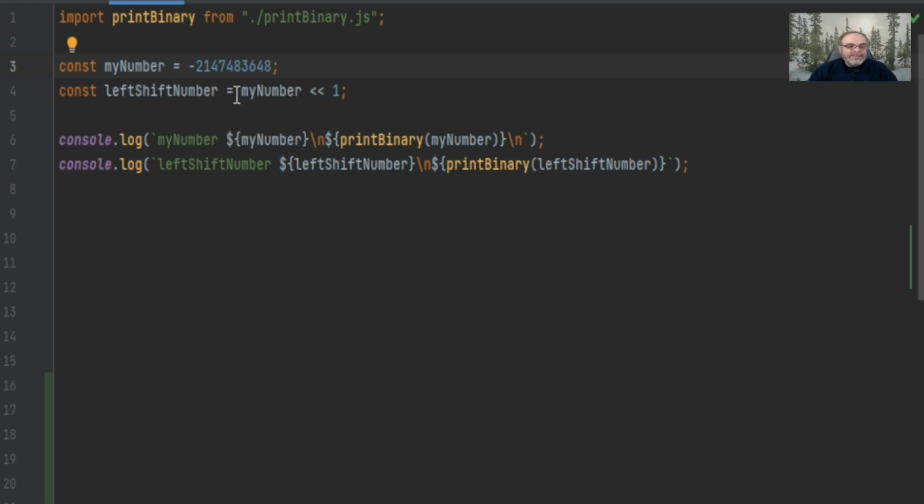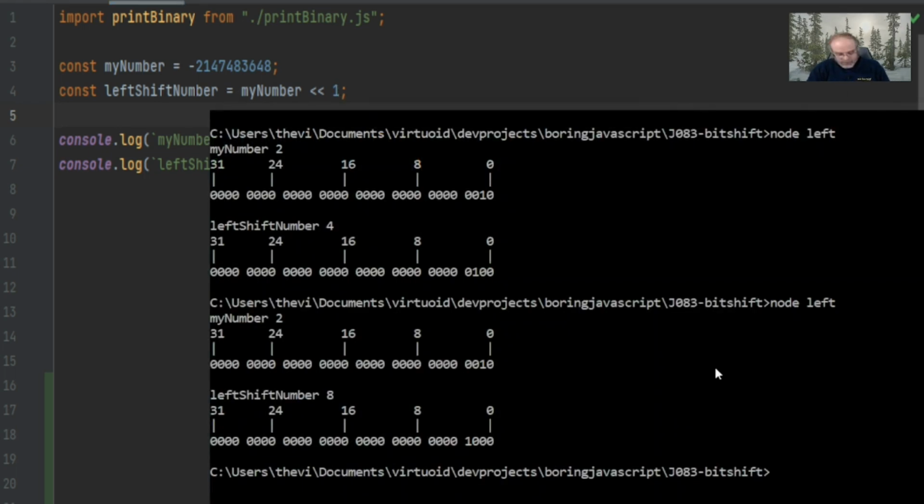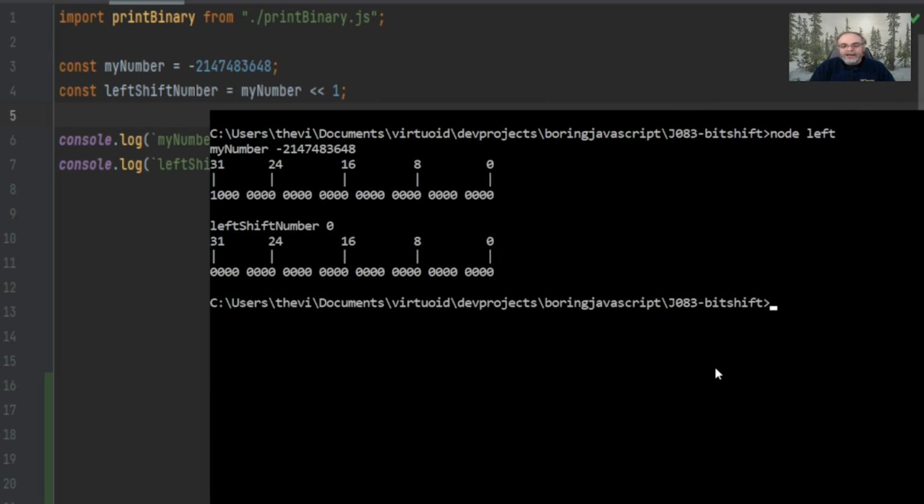So if that is the case, I should expect this number to be negative 4 billion something or other. So now we have negative 2,147,483,648. We're going to shift it by 1. Let's see what happens. Let's go back over to node. We'll clear the screen off here. Go node left, and no, it went to 0.